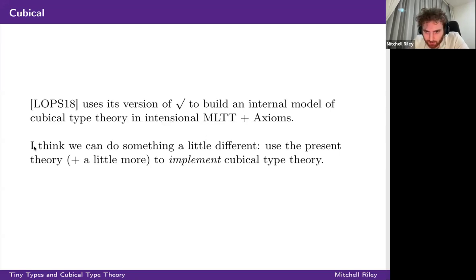So my goal is going to be a little bit different. I want to use the theory which I've described, which has this right adjoint built in without axioms, add a little bit more, like some of the pieces of cubical, and then use the type theory to implement the rest of it inside the theory itself, rather than having it built into the implementation. So let me try and explain what I mean by that.